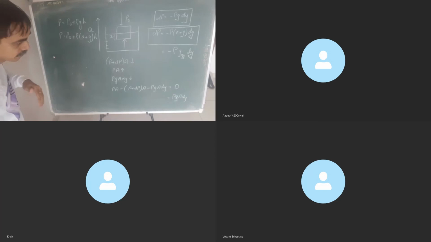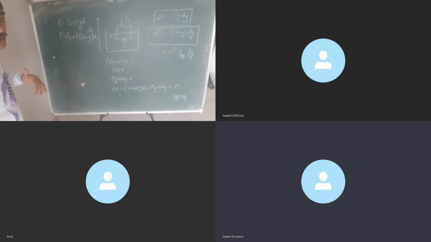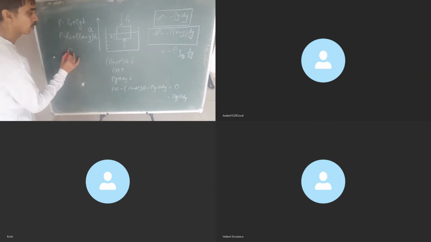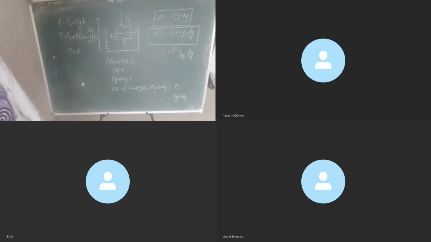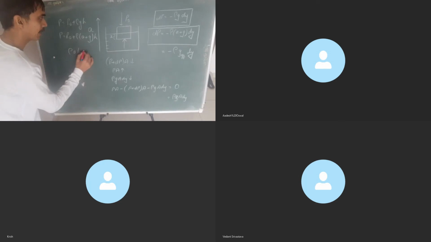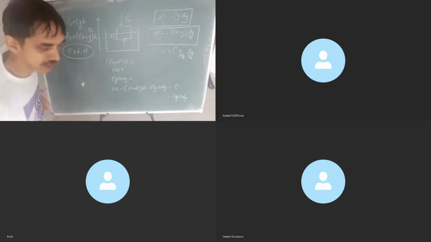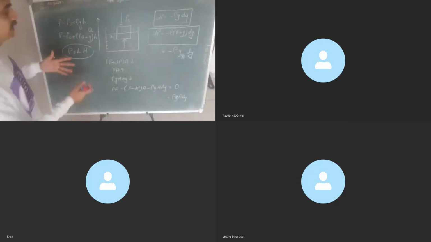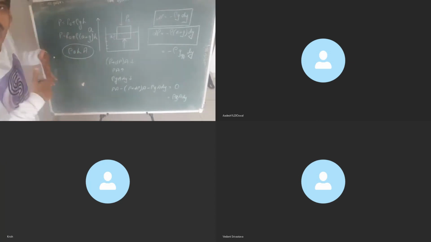Pressure will be higher. And higher by what amount? If someone asks, you will say higher by the amount rho A H. Agreed? So this is the amount by which pressure is high. That means this is an additional push. Pressure multiplied with area means additional buoyant force. So this is the additional buoyant force that we are getting.